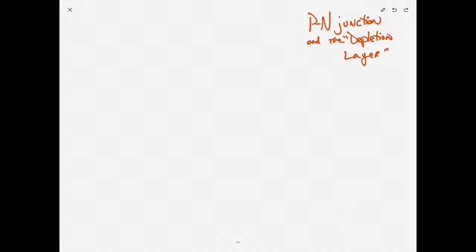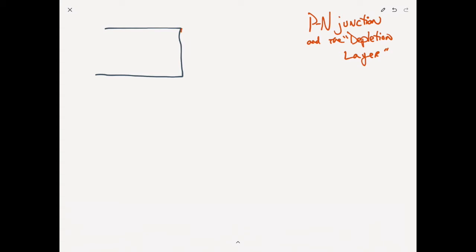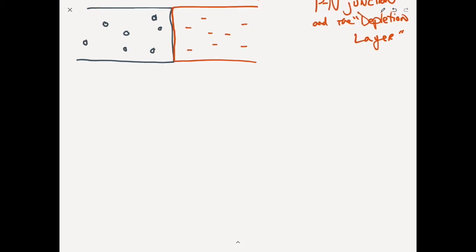Junction and the depletion layer. So what we're going to do is make a sandwich out of a P-type and an N-type doped silicon. On the right, I've got my N-type doped silicon. Remember, N stands for negative because there are excess mobile electrons in this neutral material. And then on my P-type side, I've got an excess of holes, which are also mobile. And then when we sandwich them really closely together, something kind of neat happens.